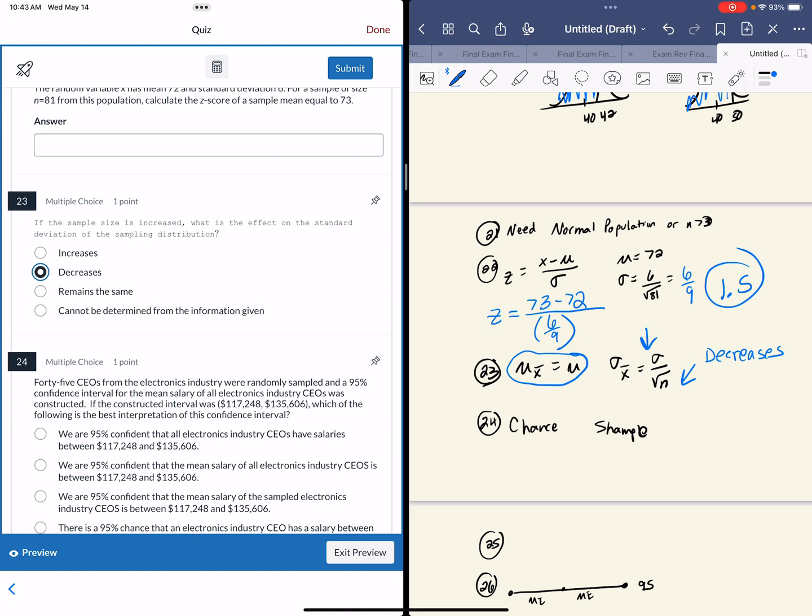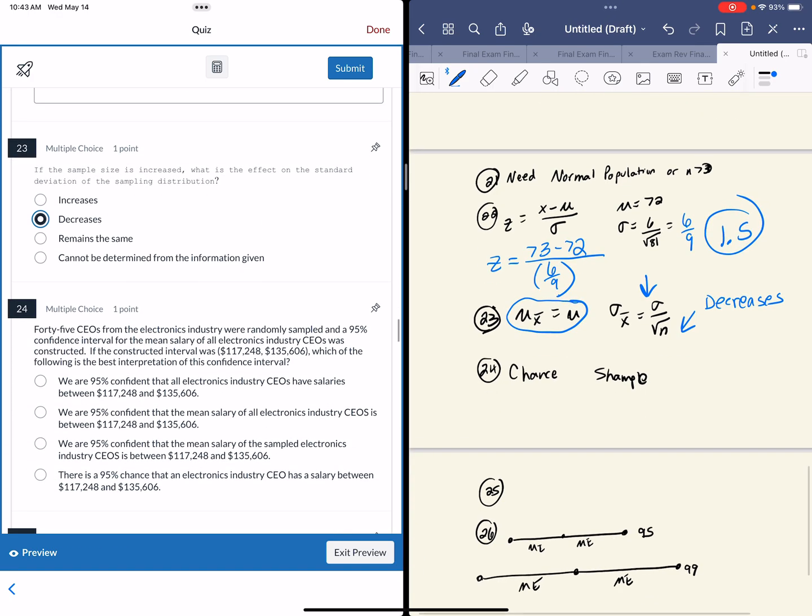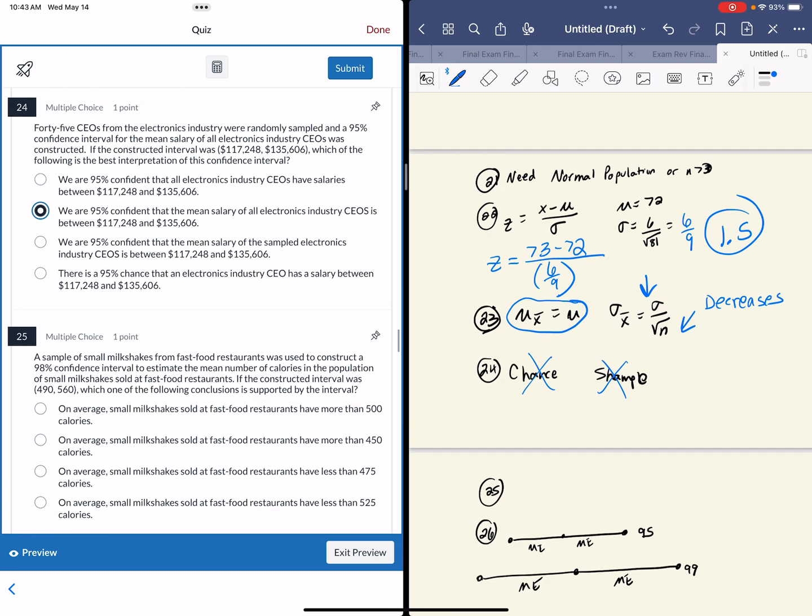This is a confidence interval. And remember, we talked about anything that says chance or sample is not the answer. So if you look at the last two, it's neither of those. It's one of the first two. And be real careful, because they're talking about not all electronics industry CEOs, but they're talking about the mean salary of all. So make sure you pick the one that has mean.